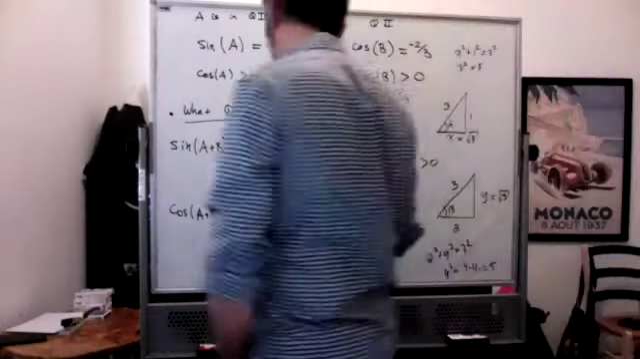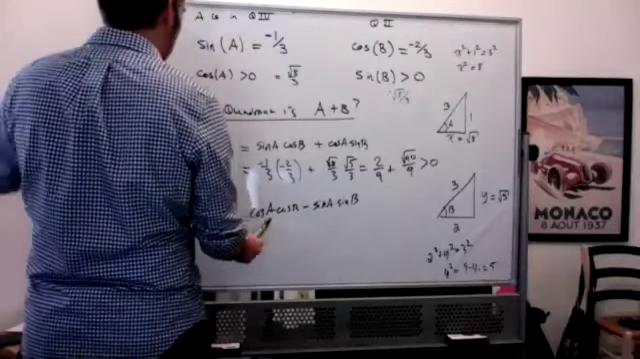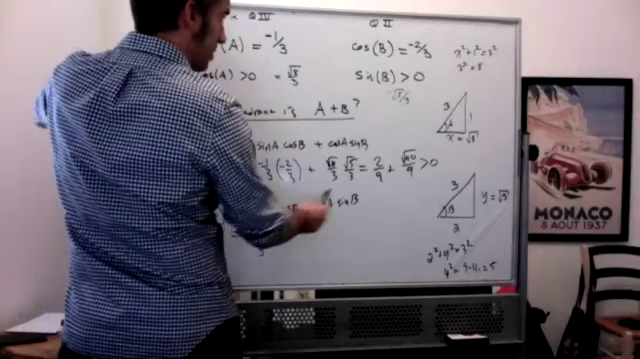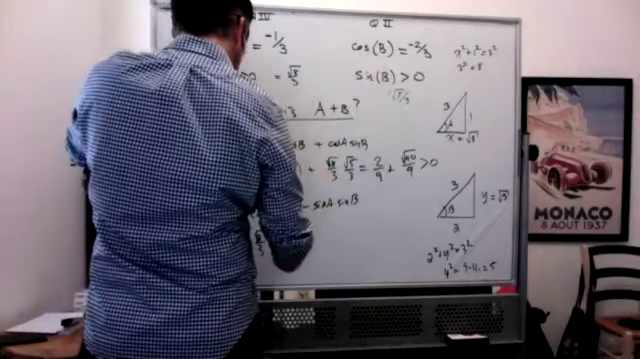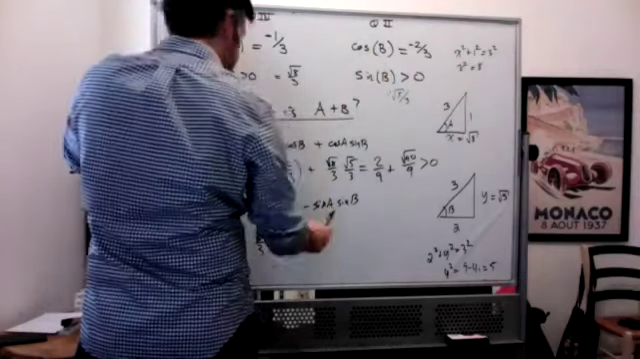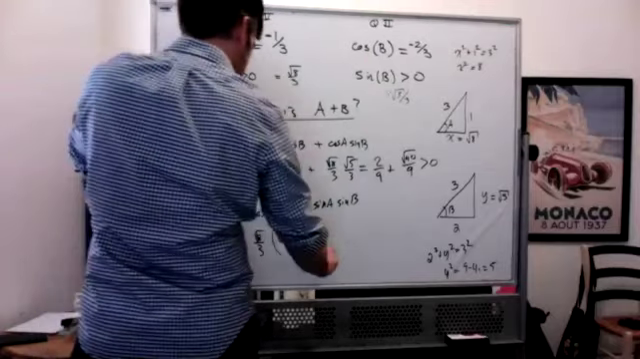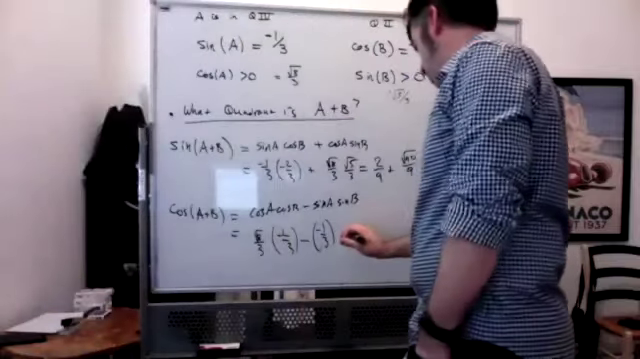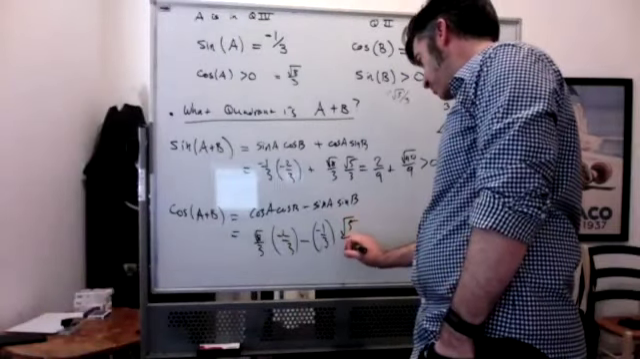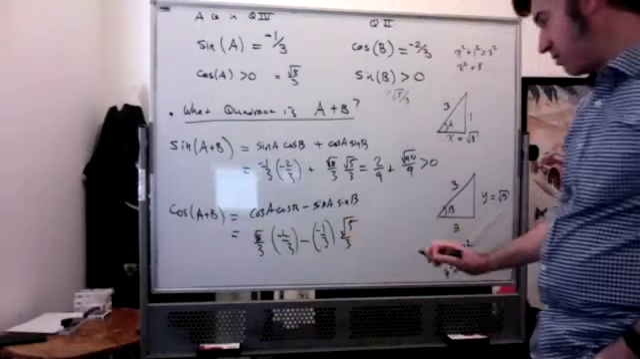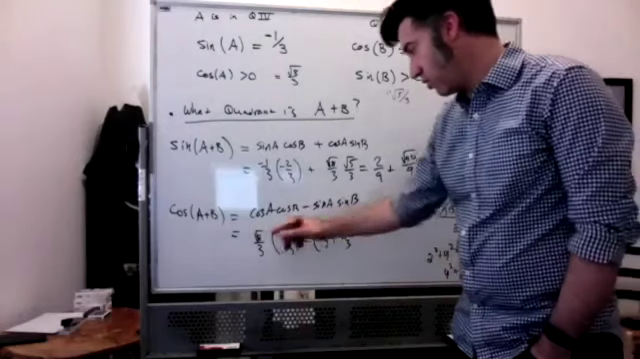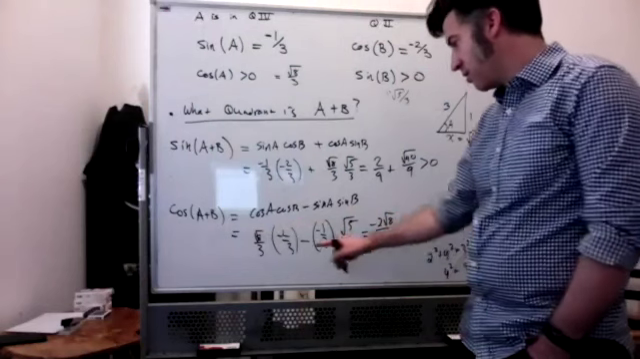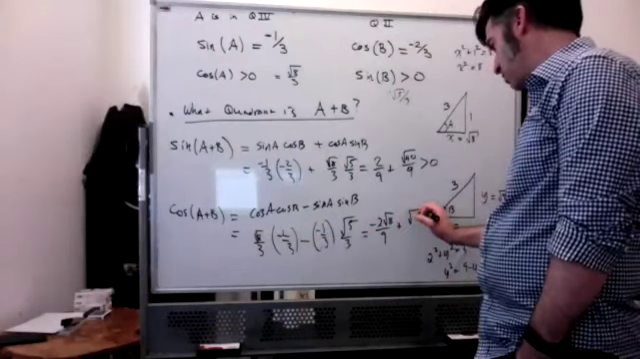Let's find cosine. The cosine of A plus B is going to be cosine A, which is the square root of 8 over 3, times cosine B, which is negative 2/3, minus sine of A, which is negative 1/3, times sine of B, which is square root of 5 over 3. Okay, so this is going to be a little more work. We're going to have negative 2 root 8 over 9 plus the square root of 5 over 9.